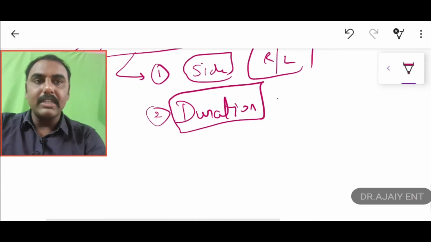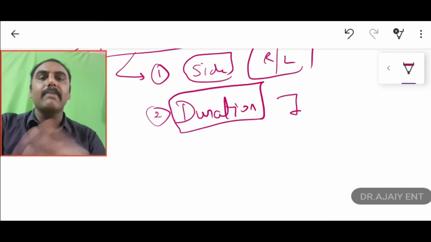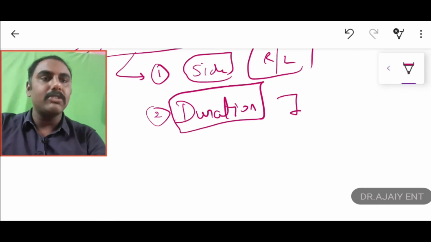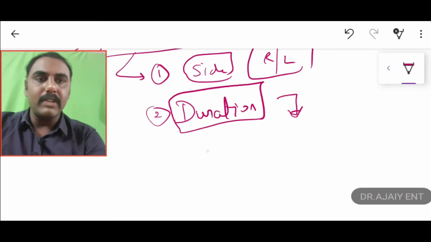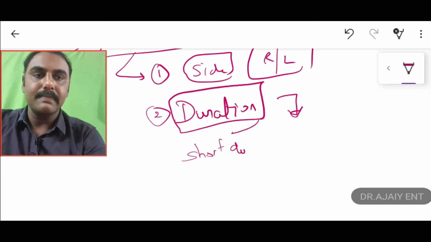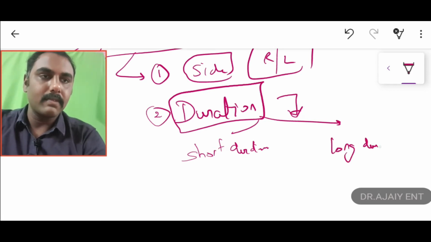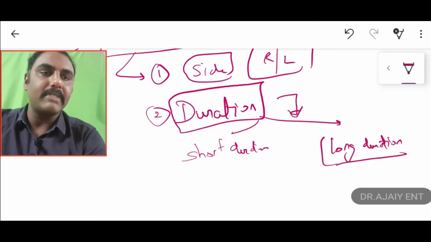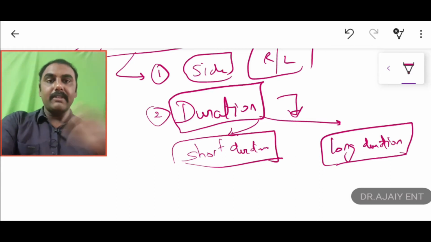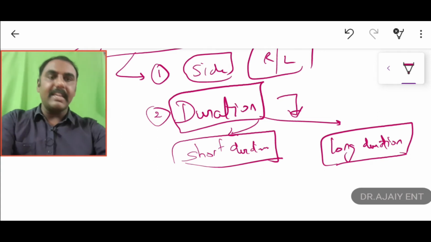So duration, how long it is present. Okay, so maybe for 6 months, or maybe for 1 year, or maybe for a short duration, maybe for 2 days, or maybe for 3 days. So how long it is present. So duration, we are dividing into short duration or long duration. Okay, I'll go a bit in depth on it. Even though the examiner may ask the question from a different point of view, we can just explain these chapters.